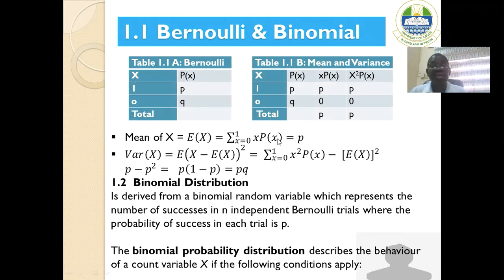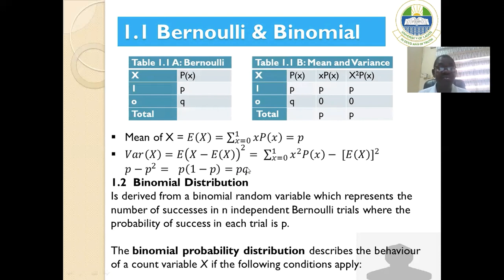So sigma x p of x, see where we did it. 1 times p is p, q times 0 is 0. So when you sum, you get p. For sigma x squared p of x, 1 squared is still 1, times p. The variance is sigma of x minus the expectation of x, all squared, which is the same thing as sigma x squared p of x minus the expectation of x, all squared. That's why we now have that the variance is p minus p squared. When you factorize it, it is p into 1 minus p, which is pq. That's all we can take for the Bernoulli.